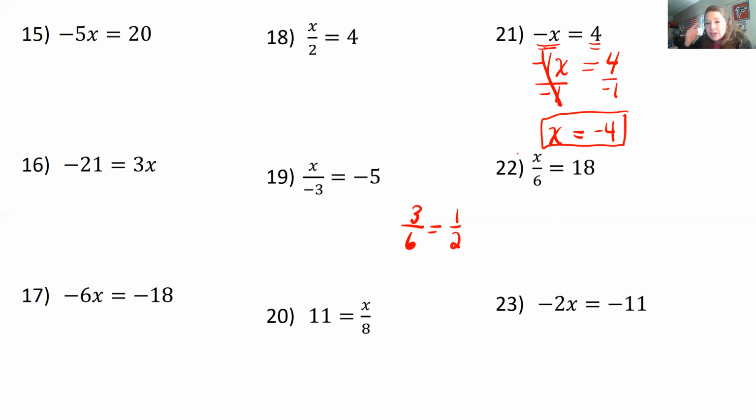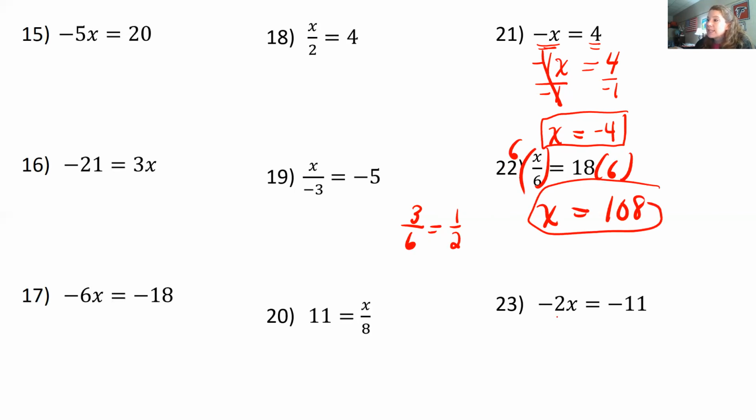You've got to kind of talk to yourself. What does this mean? This means x divided by 6. And then you ask yourself, what is the opposite of dividing by 6? And the answer is multiplying by 6. Okay, so that's where we got the 108. And then does 108 divided by 6 equal 18? Yes, it does. So be careful.